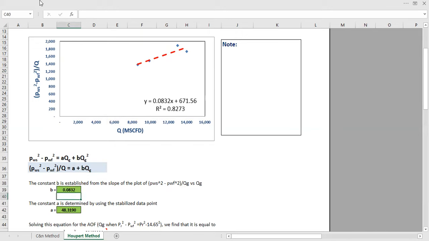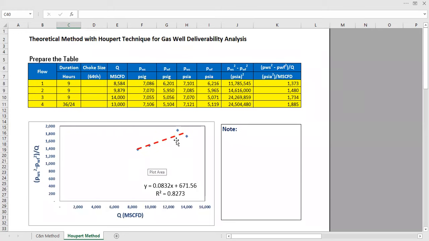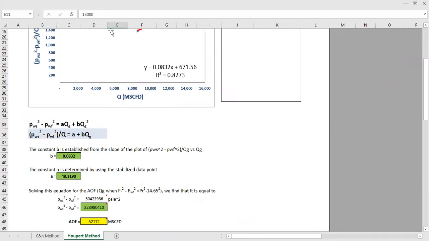All right. And for the A part, the constant A is determined by using the stabilized data point. And the stabilized data point is actually this one, the flow rate of 13,000, this one, okay, this one. So yeah, we need to calculate that part first, and we can calculate that by using this step.